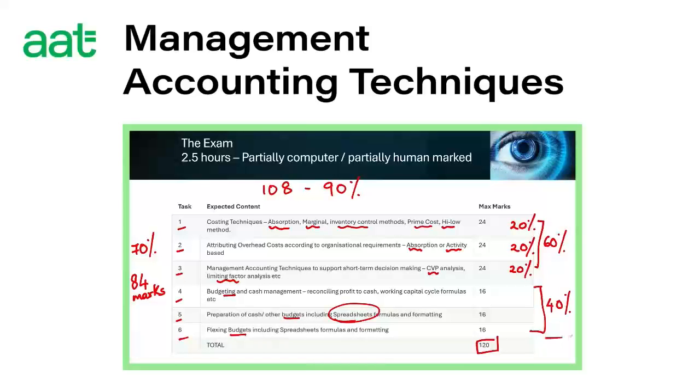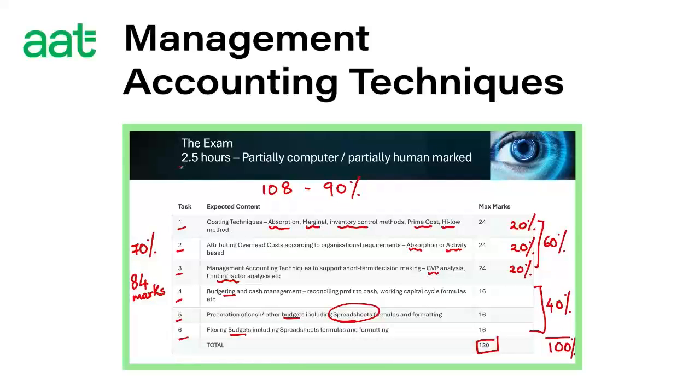Anyway, so that will give you 100%. So clearly every part of the syllabus is important. You must be familiar, and not just familiar, but you must have done a lot of question practice in order to get those marks on offer.